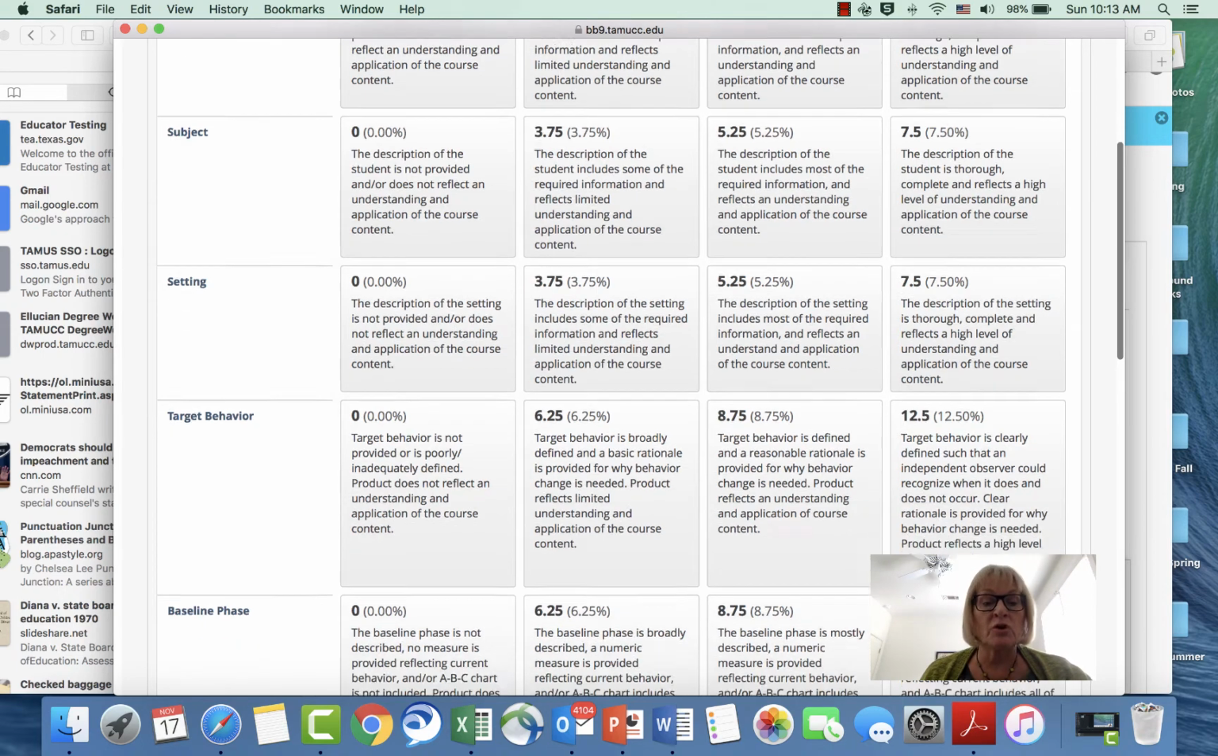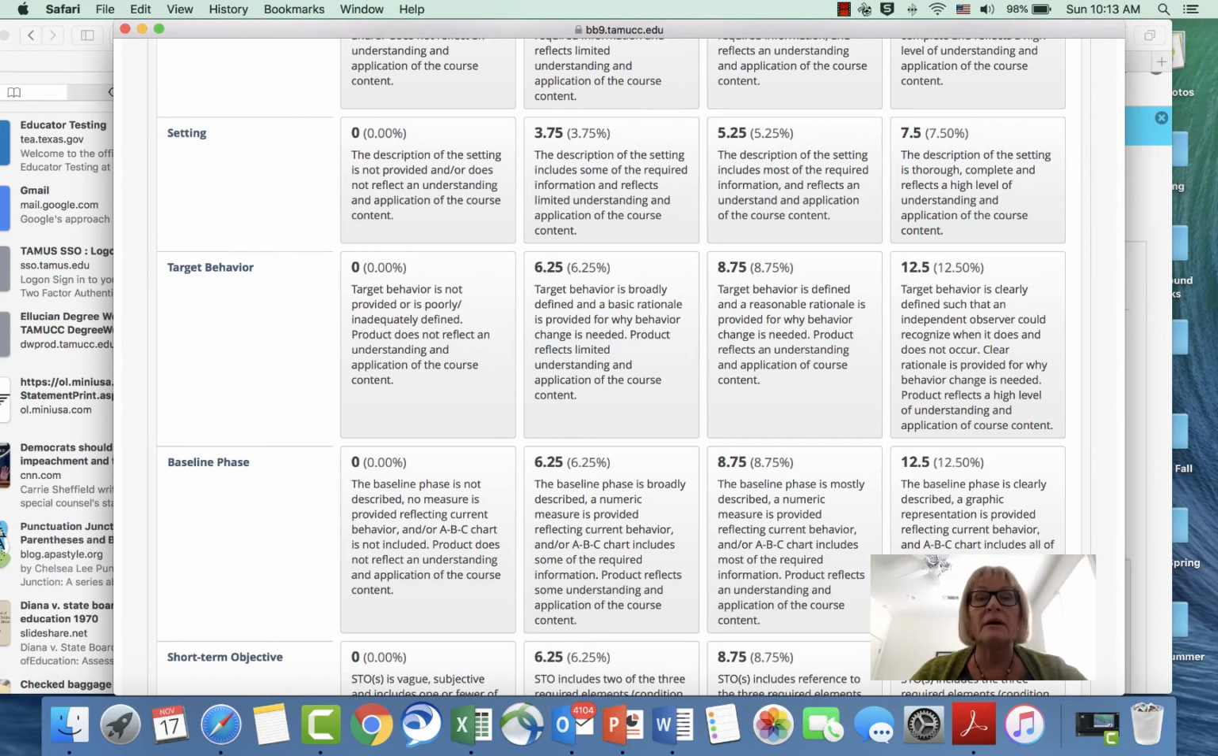Setting is described, target behavior. Remember, we talked about the target behavior being defined so clearly that an independent observer could tell, is it occurring or is it not occurring? And then that description should provide also a rationale for why behavior change is needed. So, you know, obviously you're not going to have time as an educator to address each and every single small behavior challenge that every child has. And we all have some, right? But you're wanting to identify, if you're going to the point of putting together a plan like this, it needs to be something that's having a significant impact on that individual.